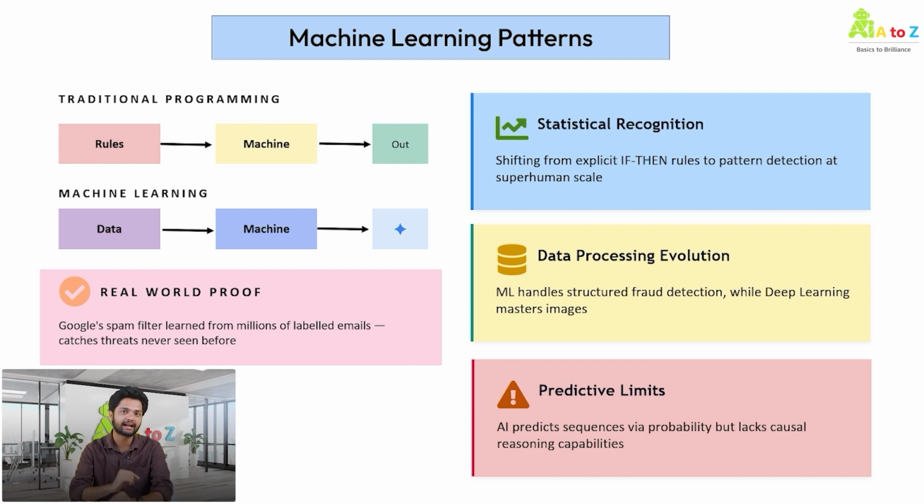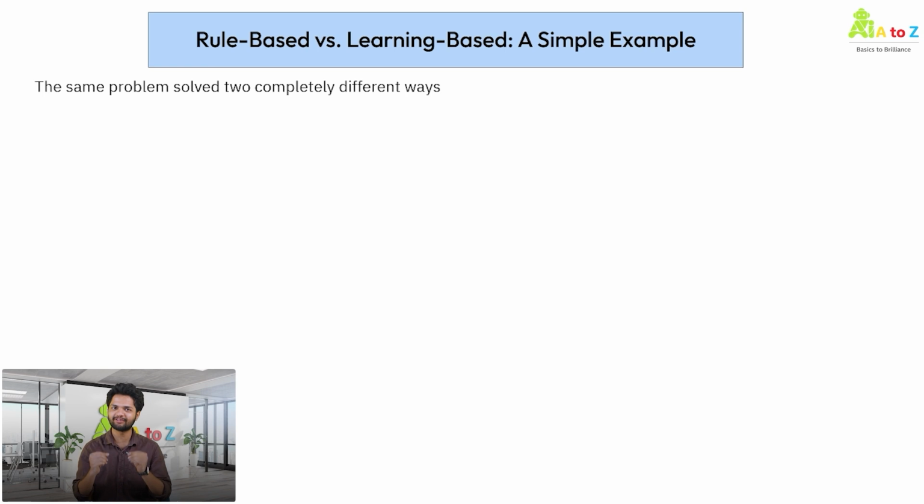So, if you connect everything on this slide, machine learning is fundamentally about replacing rules with data, recognizing patterns at scale, improving through exposure, but always within the limits of probability, and it does not perform true reasoning. Now, let's take everything we have discussed so far and put it into one concrete example because this is where the difference really becomes obvious. Let's start with a problem. Predict whether a student will be a topper.